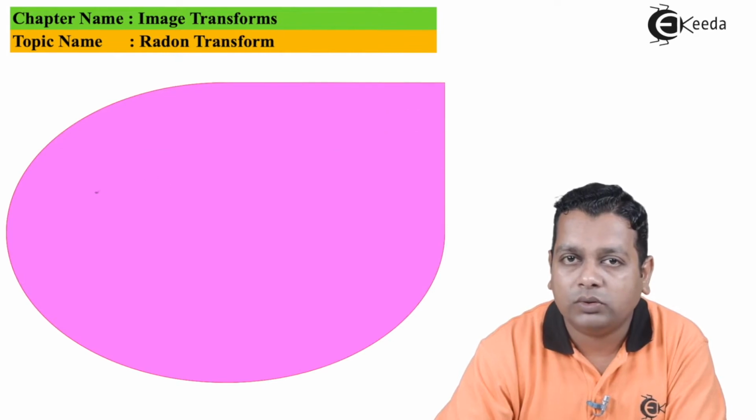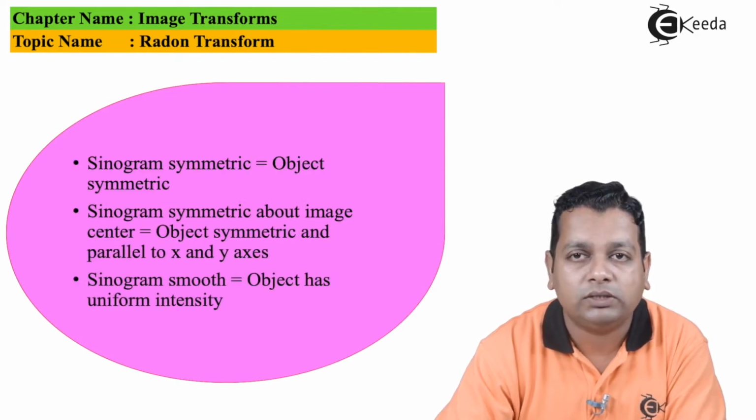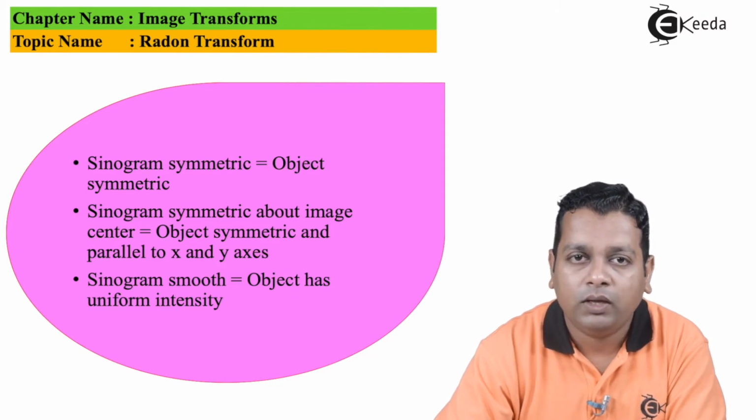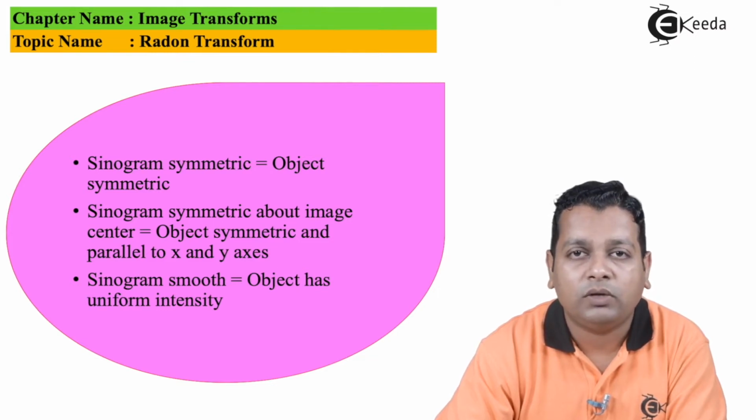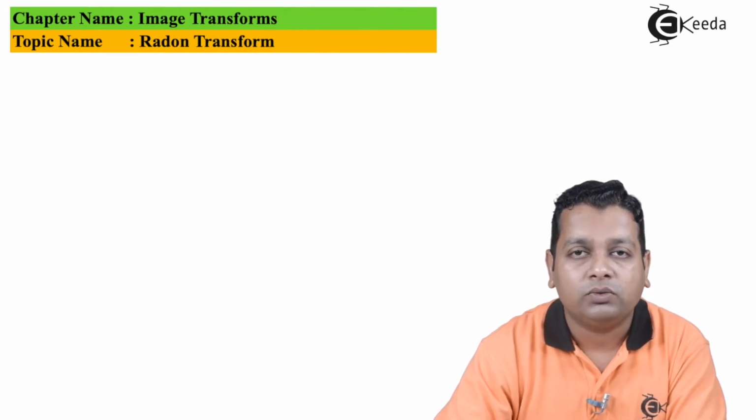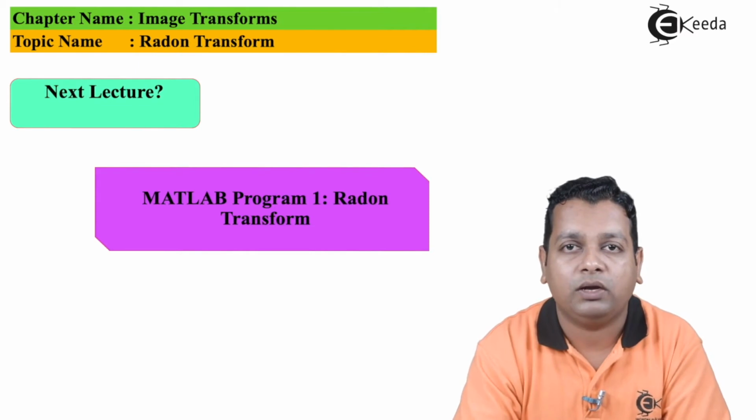To talk about the properties of the objects that we see in these particular sinograms: if the sinogram is symmetric, then the object in the image is also symmetric. This information we can extract by looking at the sinogram of the particular image. Next, if the sinogram is symmetric about the image center, then the object is symmetric and parallel to the x and y axes. If the sinogram is found to be smooth after application of the Radon transform, we come to know that the object has uniform intensity. So this was all the information in brief related to the Radon transform.